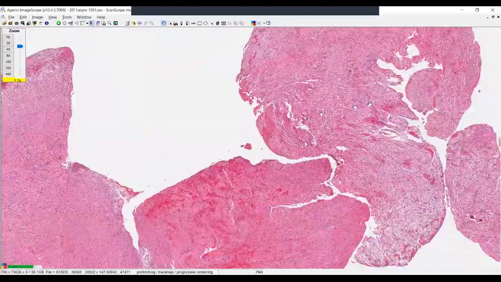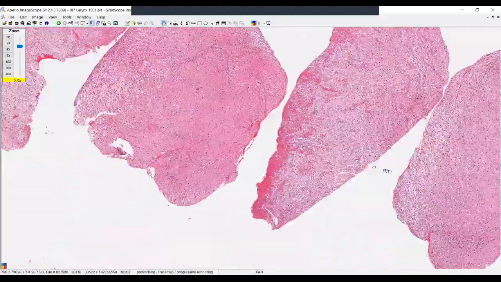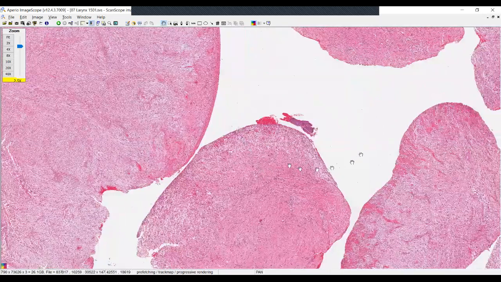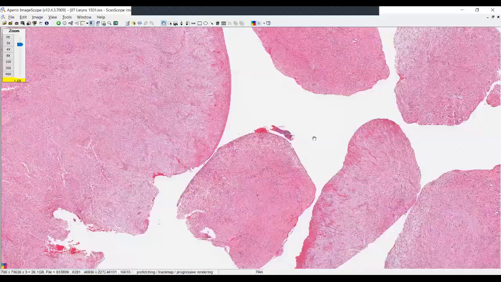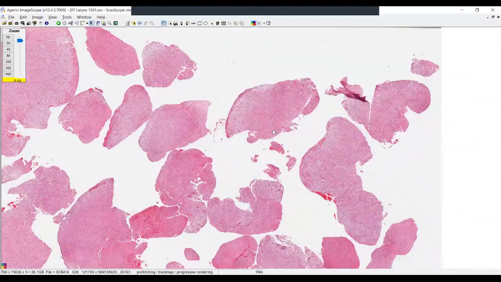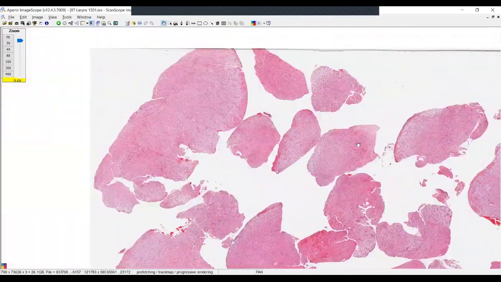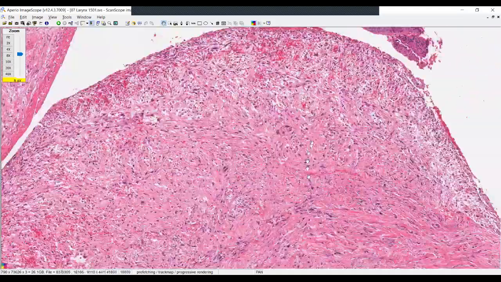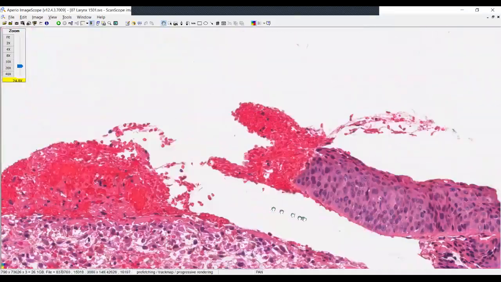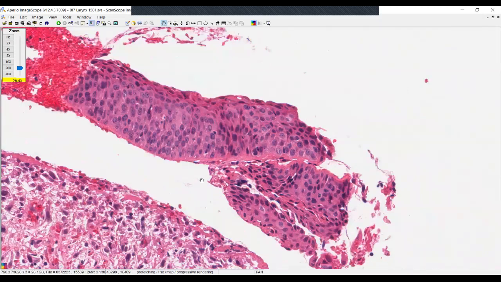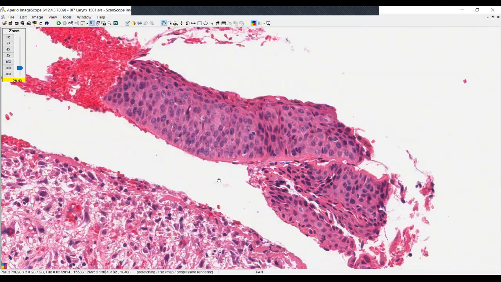Now, I can tell you, because I had looked at this slide a little bit earlier, that there is only one area of epithelium, and that is right over here. Now, it is sort of a little bit of cheating for me to go directly to that, but I'm going to tell you why that, for me, is one of the most significant components of this diagnosis. So I've already gone up to a really high power in order to have you look at that particular epithelium.